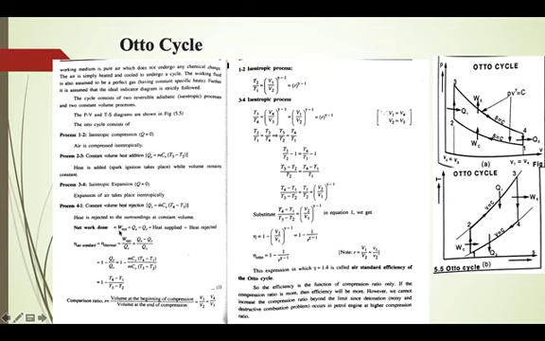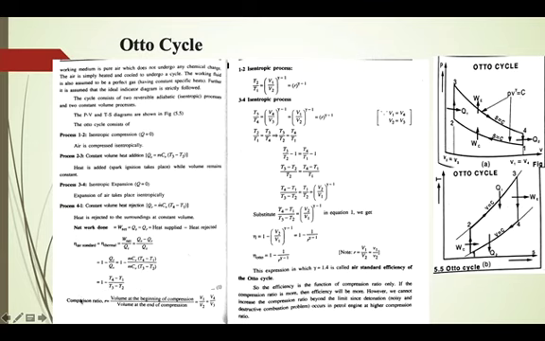Efficiency is equal to output by input, work output by heat supplied. Work output is the difference between heat supplied and heat rejected, divided by heat supplied, or 1 minus QR by QS. QR is mCv (T4 minus T1), and QS is mCv (T3 minus T2). So common terms are cancelled, and we have 1 minus (T4 minus T1) by (T3 minus T2).